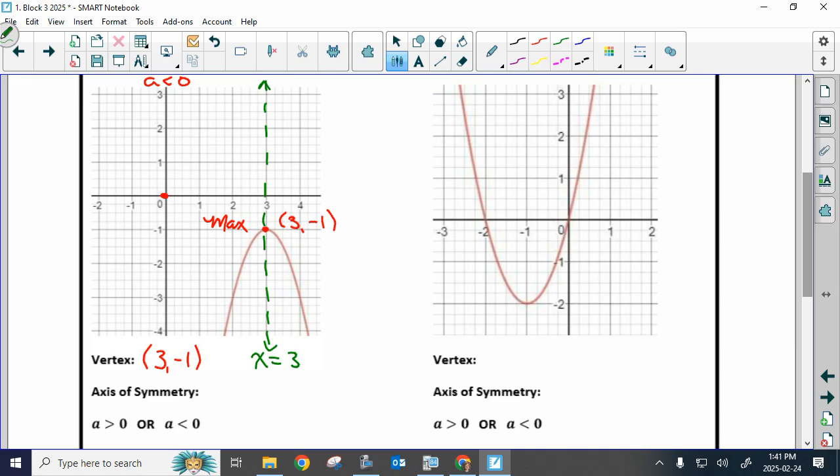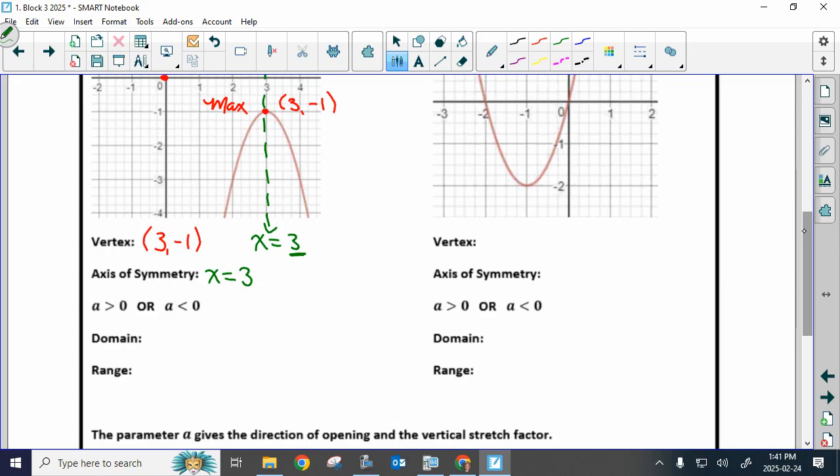So every parabola is symmetrical about an axis of symmetry, and your axis of symmetry is always the x value of the vertex. So that's what you're going to grab. It's always the x value of the vertex. So we would write it as x equals 3. That's your axis of symmetry.